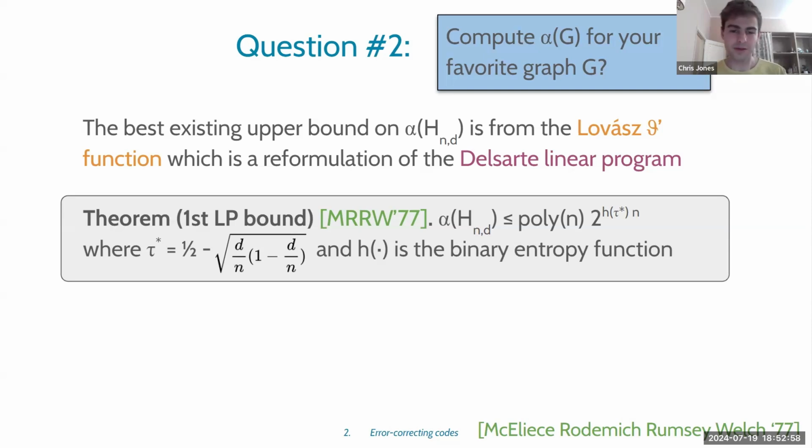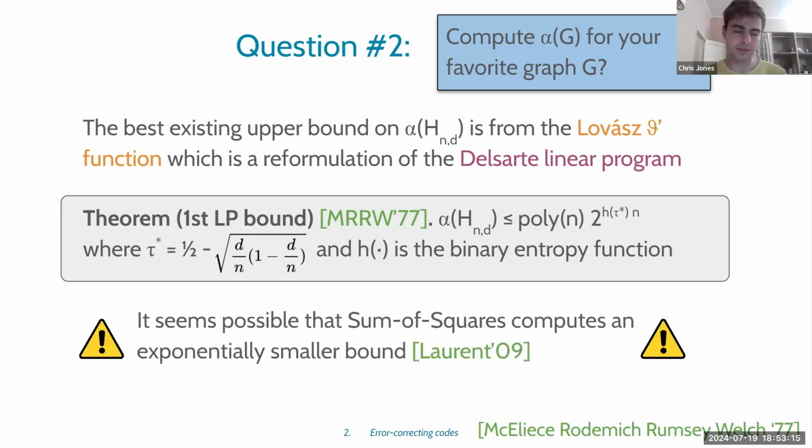Now, in the 45 years since this result was proven, actually no other results have been able to improve the rate of this bound. So it seems that for this problem, we are stuck at the Lovasz theta formulation. But here's something interesting. It seems possible that sum of squares algorithms can compute an exponentially smaller bound.